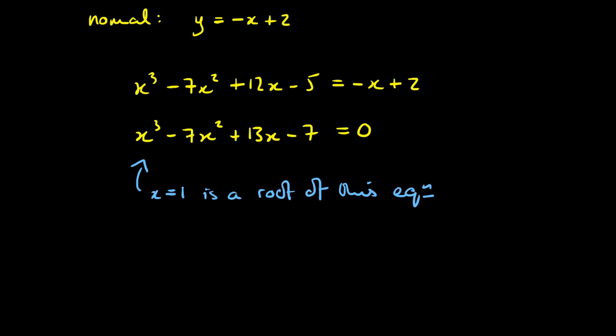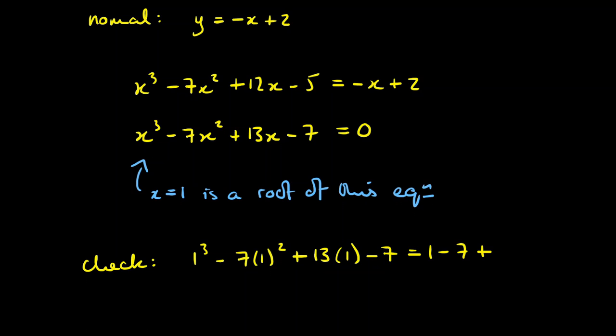And of course, the way to check that is we're just going to substitute 1 into the cubic. So we're going to check. We're going to get 1 cubed minus 7 times 1 squared plus 13 times 1 minus 7. Okay, and 1 cubed is 1, minus 7 plus 13 minus 7. And if we do all of that, we're going to get 14 minus 14, which is equal to 0, right?